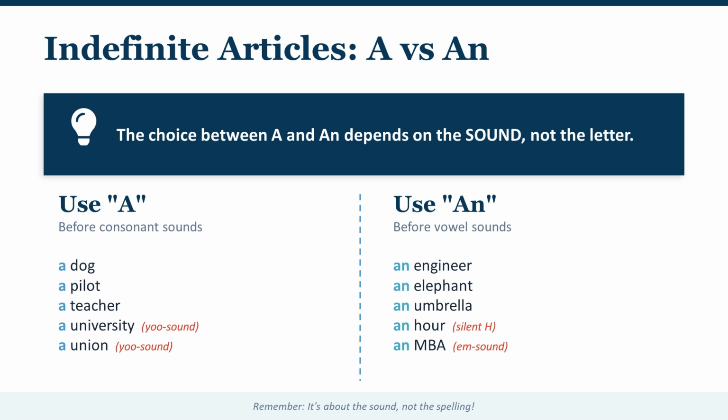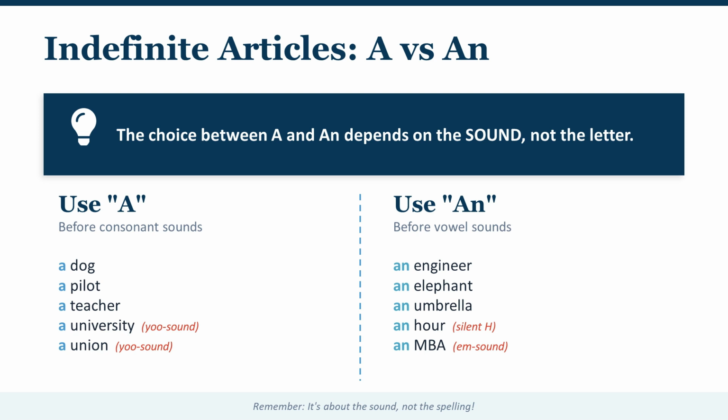But here is where it gets interesting. We also say a university and a union. Even though these words start with the letter U, they actually begin with a U sound, which is a consonant sound. On the other hand, we use an before words that begin with a vowel sound.